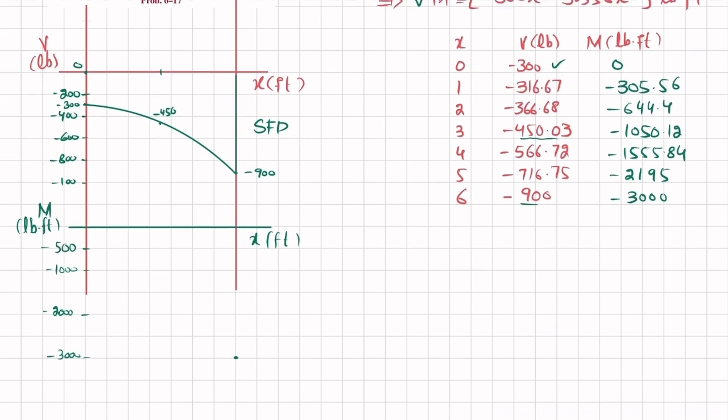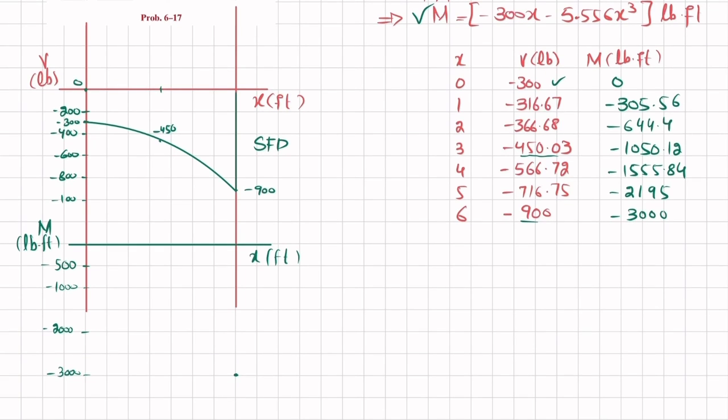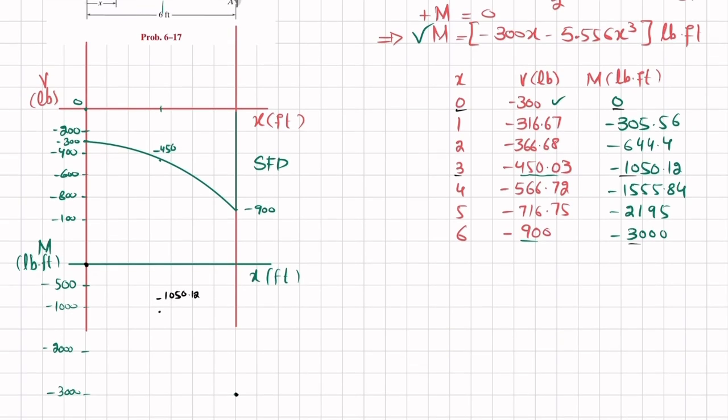For the bending moment diagram at x is equal to 0, your first point will be this one. You can see at x is equal to 0, we have moment equal to 0. At x is equal to 3, we have minus 1050 pounds into feet. Let this be the point. And at x is equal to 6, this is minus 3000. Now you can see that this moment equation is a third degree equation, so it will be a curve, and we will obtain it by joining these points in curve form. Clear?